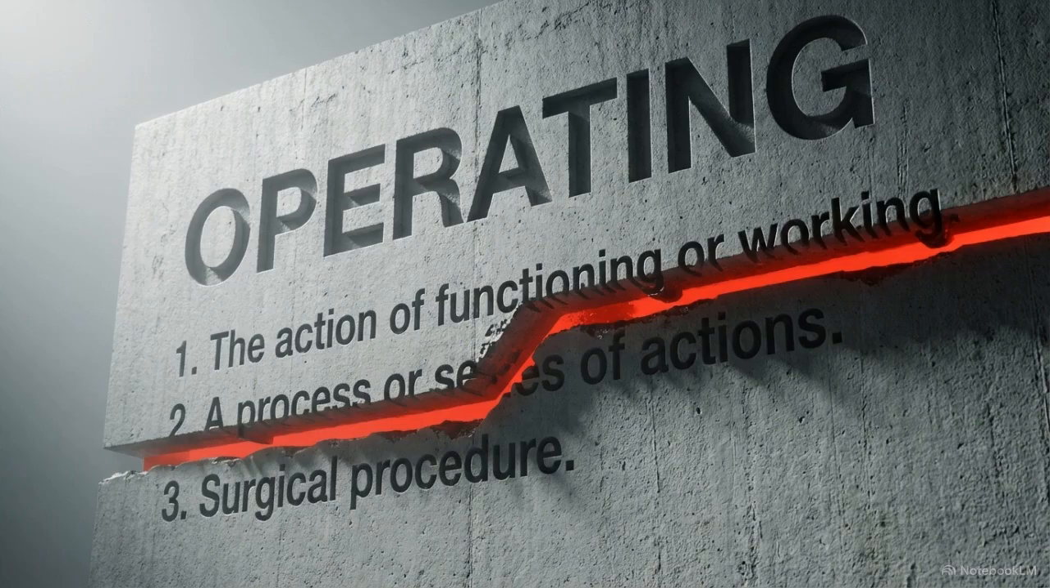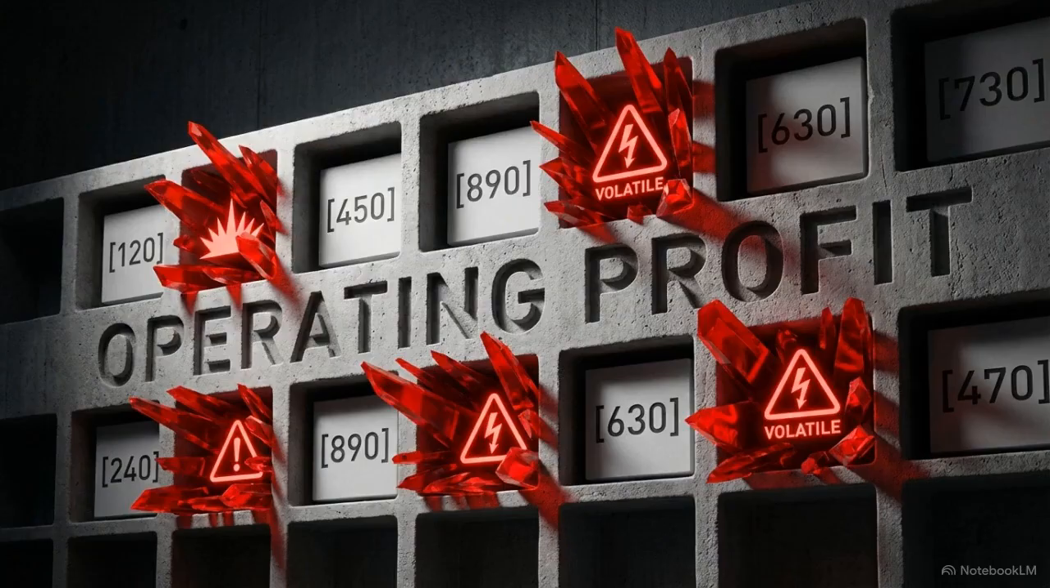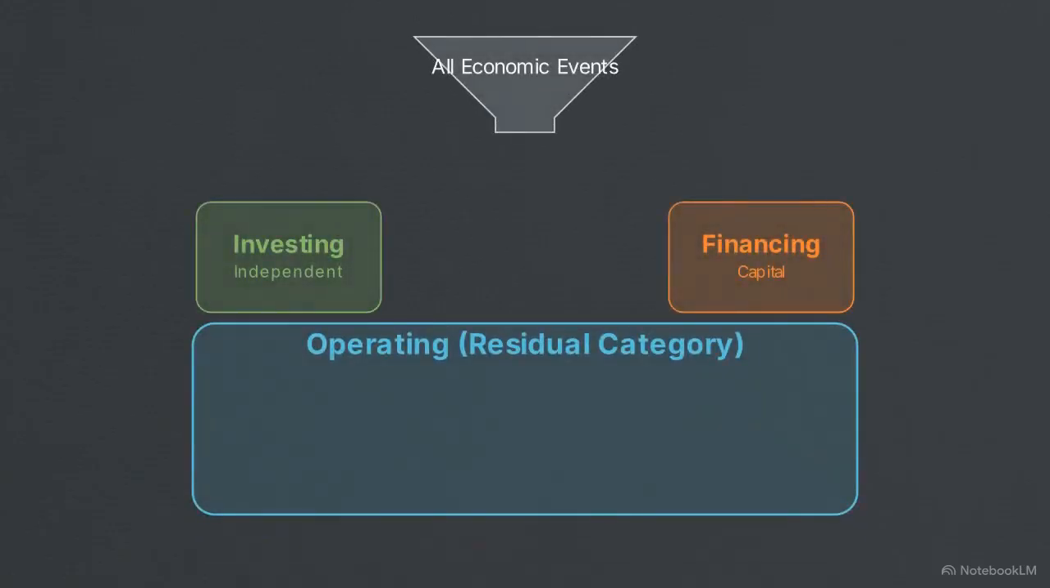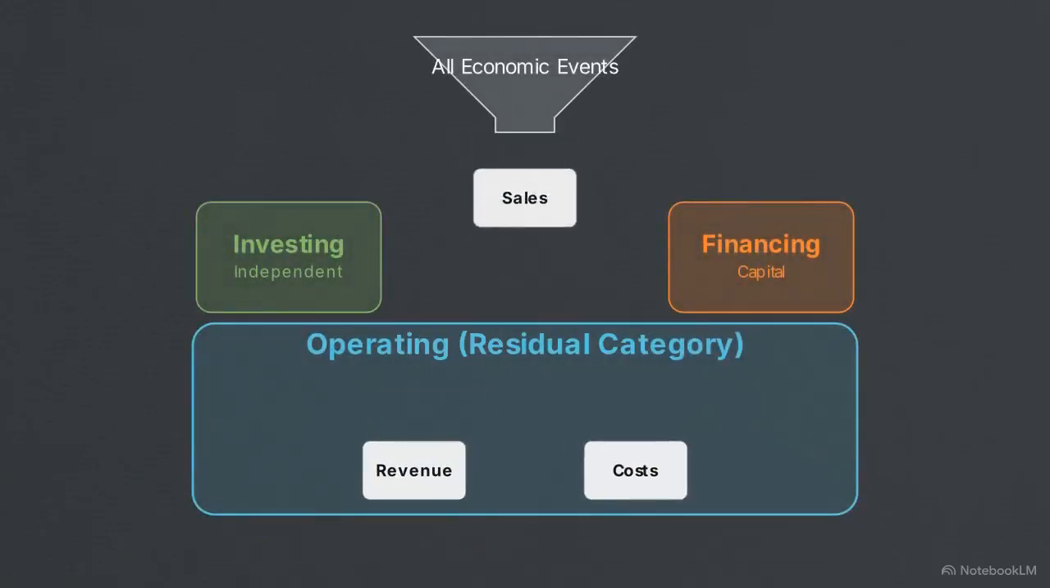The most critical shift in this framework requires a complete rereading of the word operating. Investors typically treat operating profit as a sanitized, recurring measure of core business operations. Under IFRS 18, it is not. Operating is strictly defined as a residual category. We pour all economic events into a primary filter.